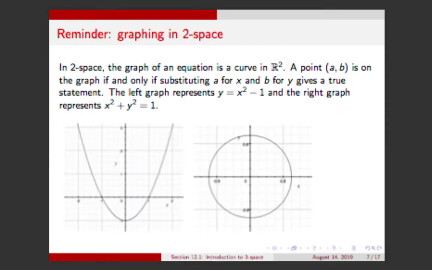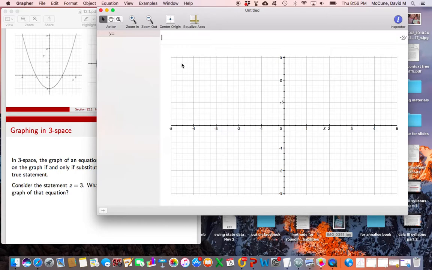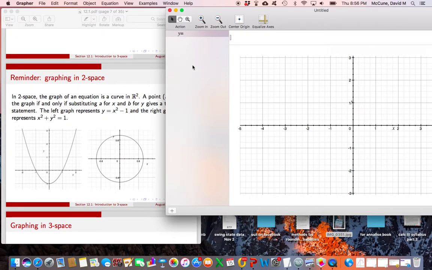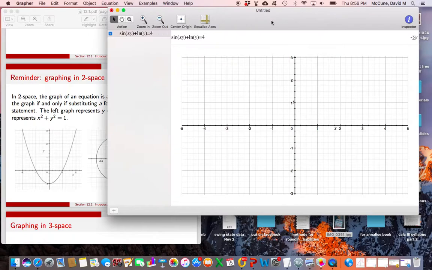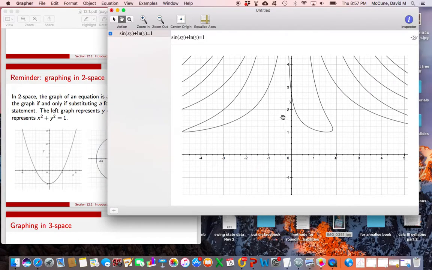So just for emphasis here, let me graph something for you. These equations that I was looking at here, this x squared minus 1 and whatever, these are pretty tame. You can, of course, have wacky equations. So I'm going to graph sine of xy plus log of y equals 1 or something. I don't know, just whatever. Okay, that produced something. Let me move this around a little bit.